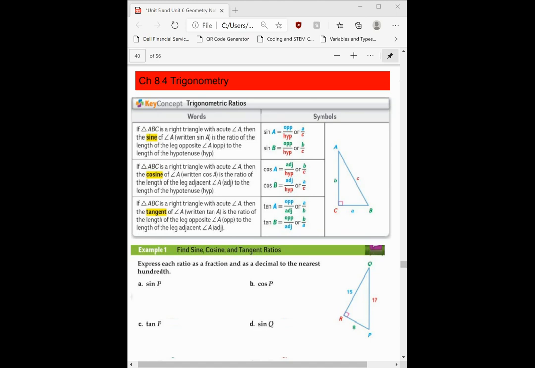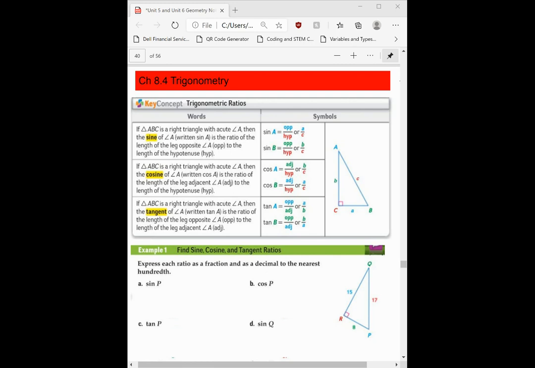Hi guys, this is the notes for chapter 8.4, which is over trigonometry. So first we're going to look at the trig ratios for each one. So we have sine, cosine, and tangent. So sine can be written as opposite over hypotenuse or A over C.